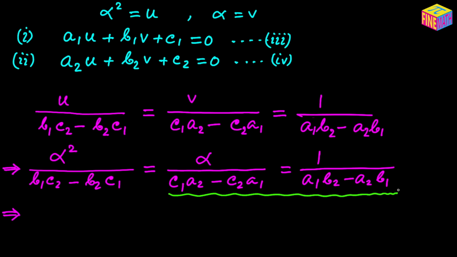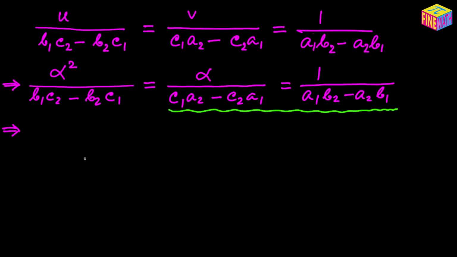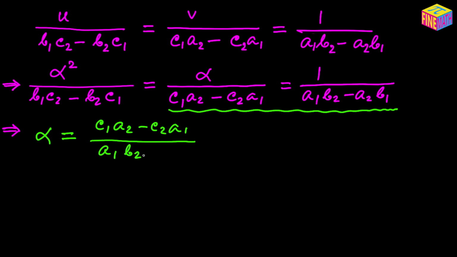Let's take this equation. Actually there are two equations hidden in here, right? There are two equations here. So this is one of the equations, and from that equation we can say the value of alpha will be equal to c sub 1 a sub 2 minus c sub 2 a sub 1 divided by a sub 1 b sub 2 minus a sub 2 b sub 1.